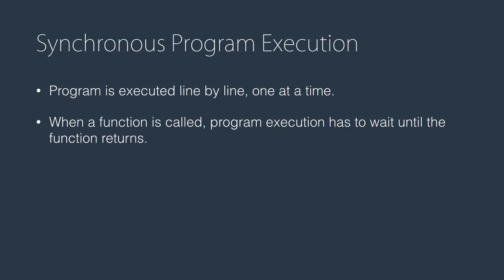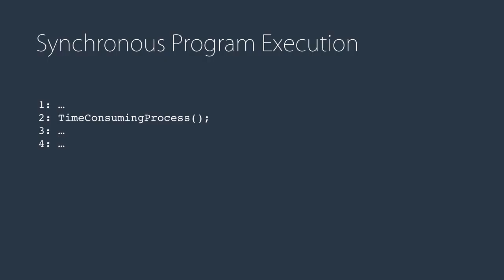In a synchronous program execution model, program is executed line by line, one at a time. When a function is called, program execution has to wait until the function returns before it continues execution to the next line. Let me show you a demonstration of that. Imagine here we have a piece of code with 4 lines. In the second line, we are making a call to a function that is going to be a blocking operation. It's going to be time consuming.